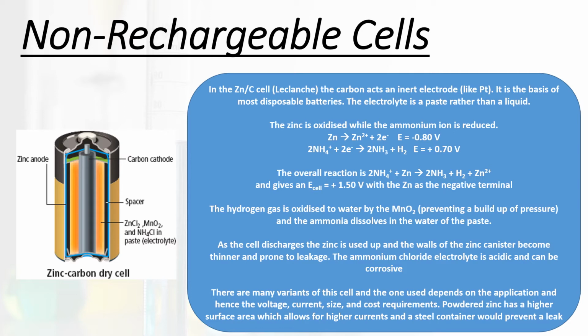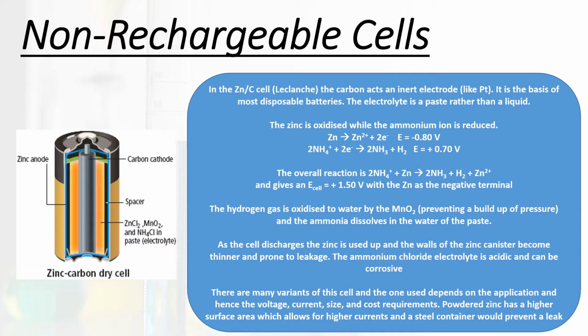And so there are many, many variants of this type of cell, and the particular one that we'll use, i.e. the particular half cells that we actually have in our cell, all depend on the application in terms of what the voltage requirement is, what the potential requirement is, what current we need, what the size of the battery is, what the cost requirements are.